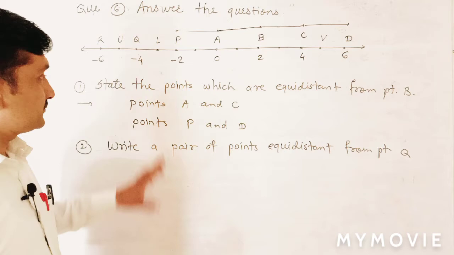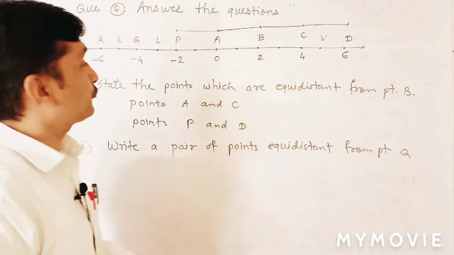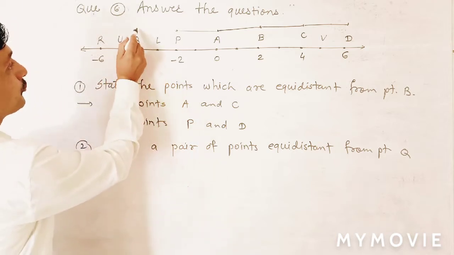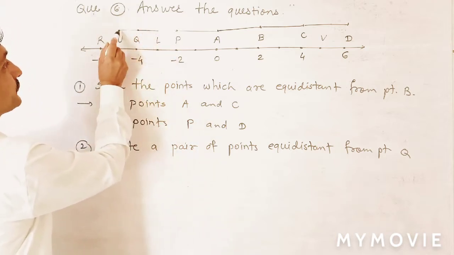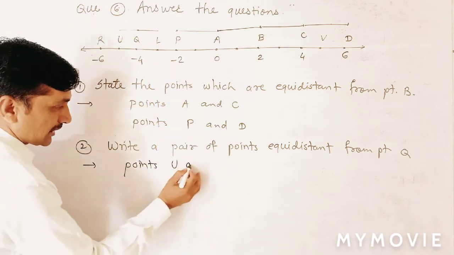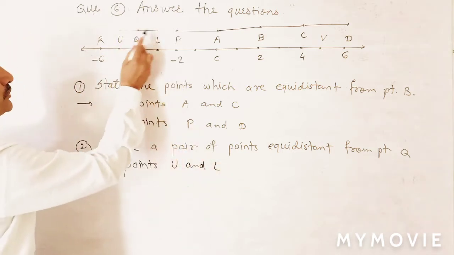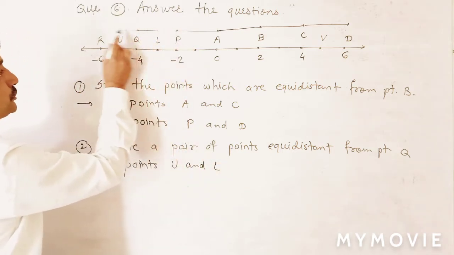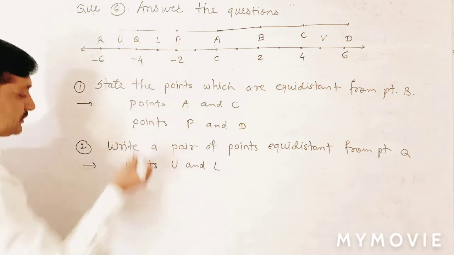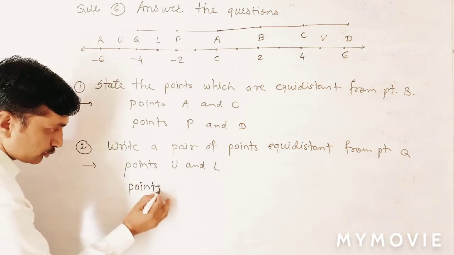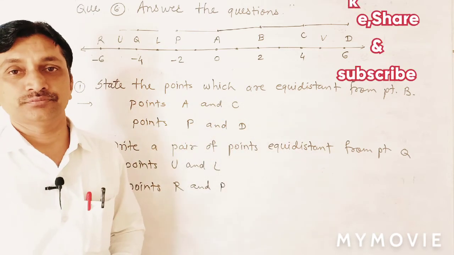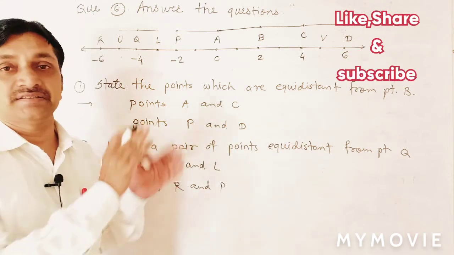Example number 2 is the same again, but equidistant from point Q. Point Q is here. From Q, 1 unit right, 1 unit left: points U and L. 2 units to the right, 2 units to the left. 2 units to the right is P, 2 units left is R. Points R and P. These are equidistant from point Q. Now with this, the practice set is completed.